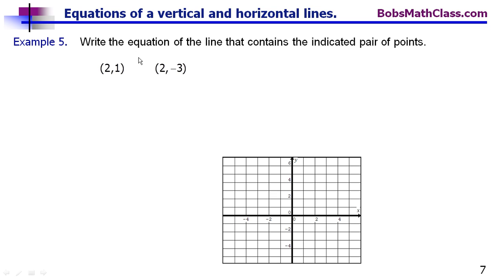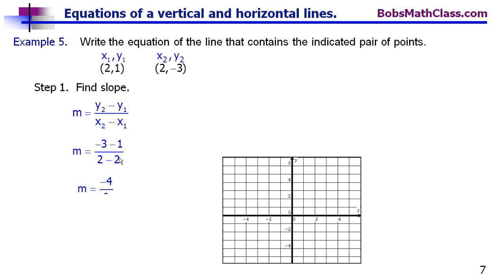Next example. Write the equation of the line that contains the indicated pair of points. So here are 2 points, (2, 1) and (2, -3). Well, let's find the slope. That's what we usually do. And maybe we'll look at a shortcut after this, but let's find the slope of the line that contains these 2 points. Well, the slope formula is y2 minus y1 over x2 minus x1. X is always the first value, y is always the second value.